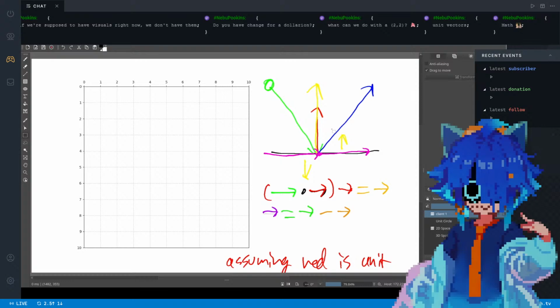And then the blue vector is equal to the negative orange vector, because remember, we mentioned that it flips. So negative orange plus the purple vector.